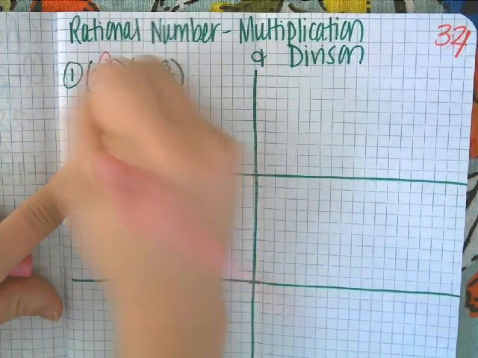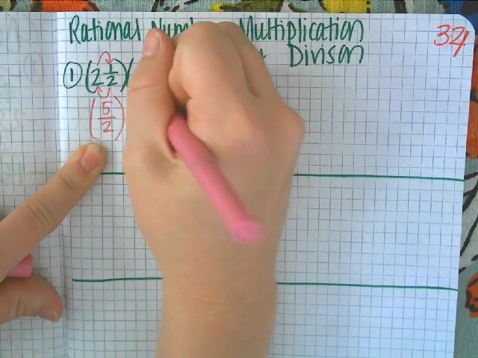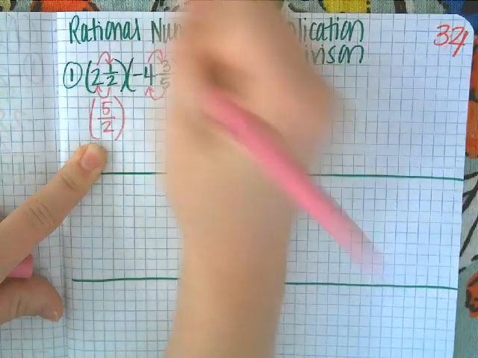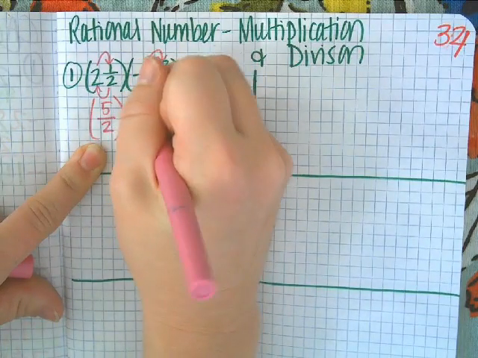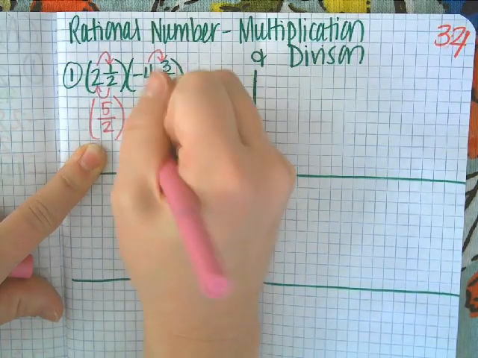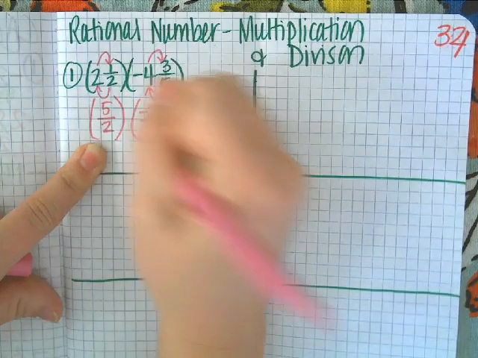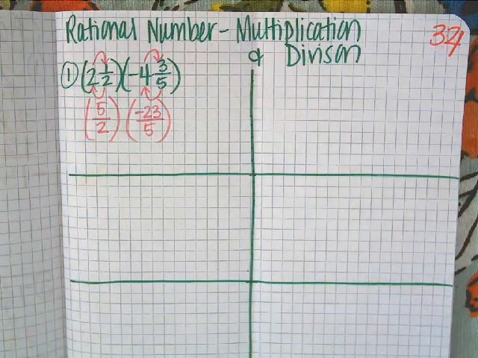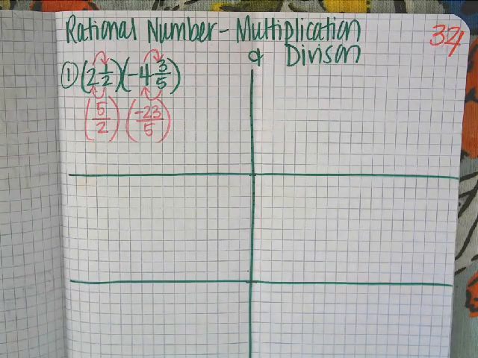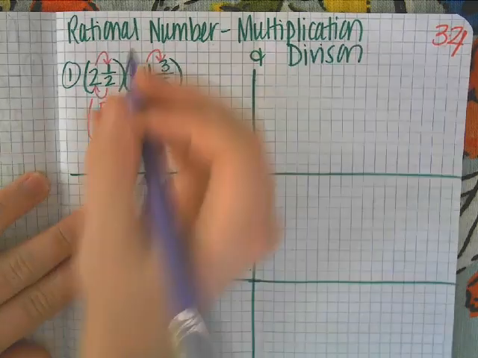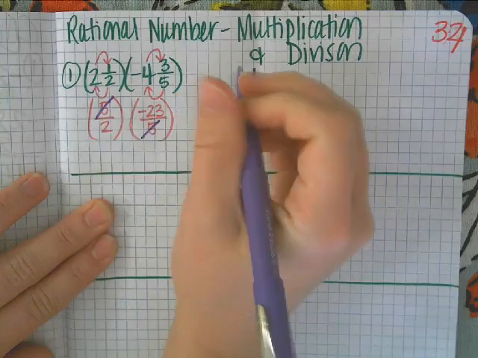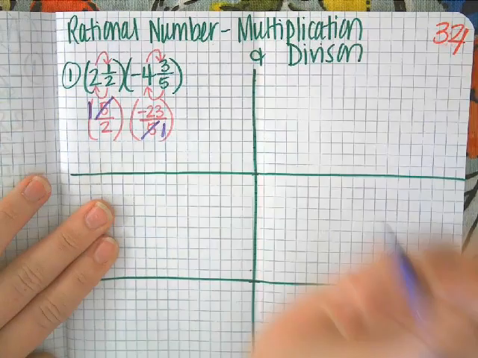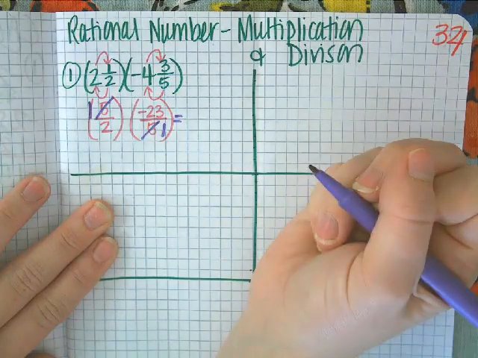Again, do the same thing with the next one. 5 times -4 is -20, plus 3 is -23. Now we have -23/5. We're still going to multiply these two numbers. Before I multiply, though, I want to make sure, can I cross simplify? Yes, I can. I'm going to cross simplify the 5s and turn them into 1s. And now that I've done that, I can multiply straight across.